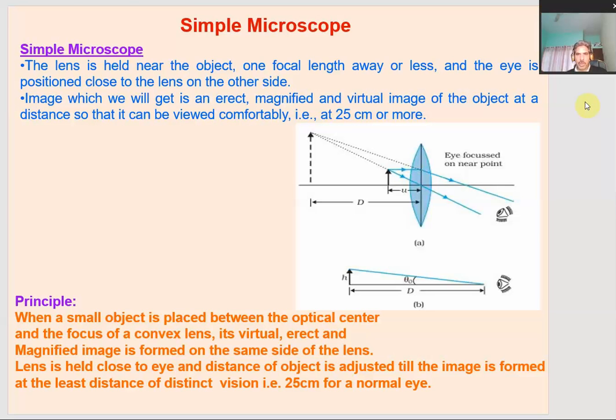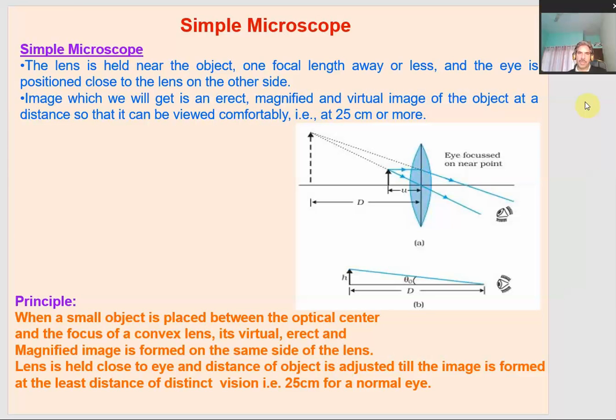Under this topic of optical instruments, just like the simple microscope, we will discuss the compound microscope, then we will talk about the telescopes. In all these cases, we will discuss the magnification produced by these optical instruments, meaning how large an object is shown by using them, and how clear it is in a particular situation. So let us start with the simple microscope.